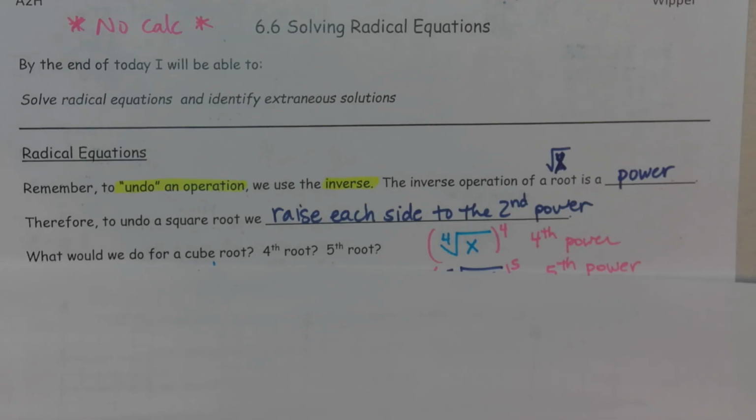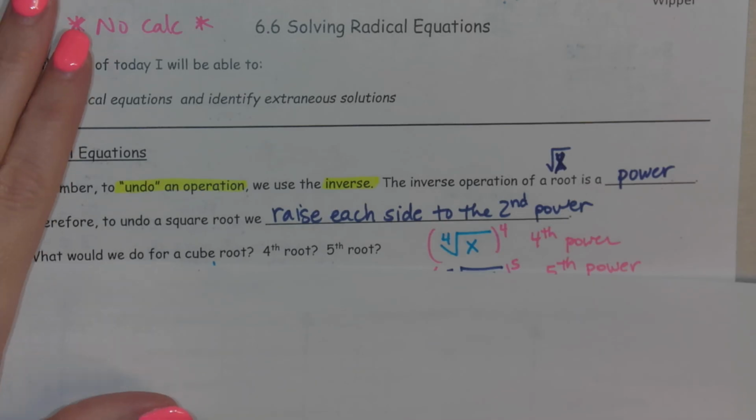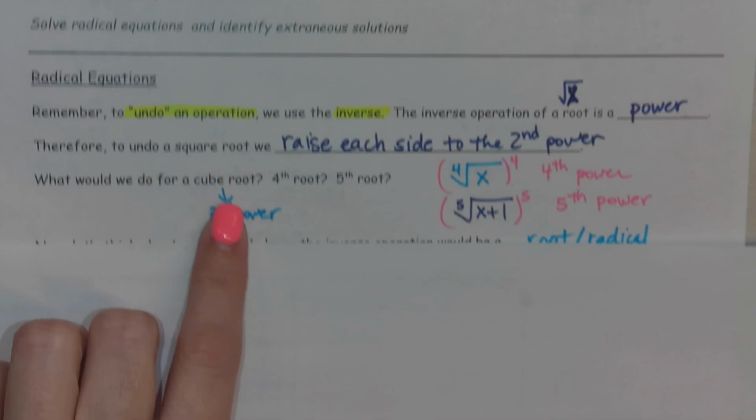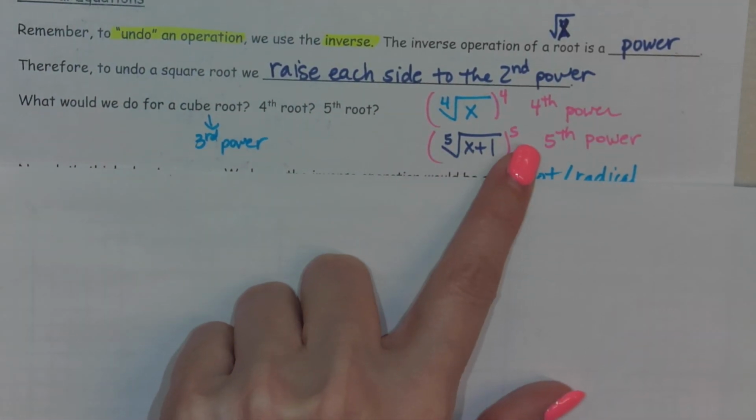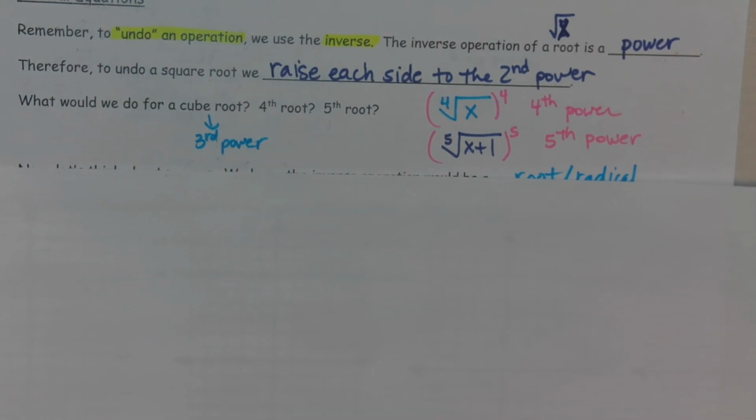So when we are solving these radical equations, we have to remember how inverses work. If we undo an operation, we're using the inverse, and the inverse operation of a root is going to be a power. If we are undoing a square root, we're going to raise each side to the second power. For a cube root, we would use the third power. For a fourth root, the fourth power. Fifth root, the fifth power. And that happens no matter what is inside the radical.